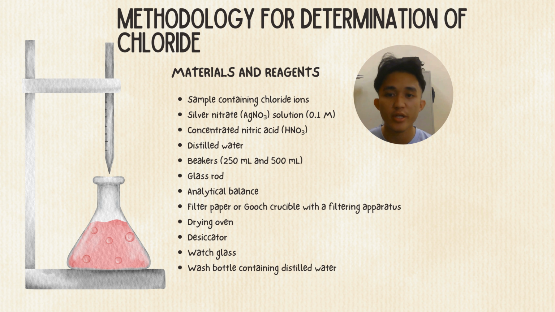So I will present the methodology for determination of chloride. The materials and reagents are: sample containing chloride ion, silver nitrate solution, concentrated nitric acid, distilled water, beakers, glass rod, analytical balance, filter paper or Gooch crucible with a filtering apparatus, drying oven, desiccator, watch glass, and lastly, a wash bottle containing distilled water.